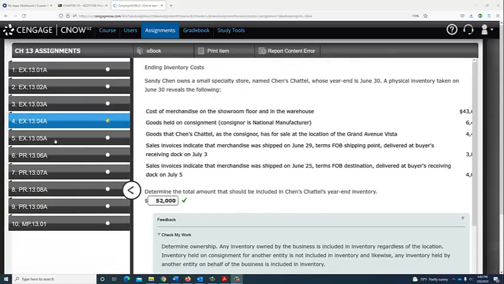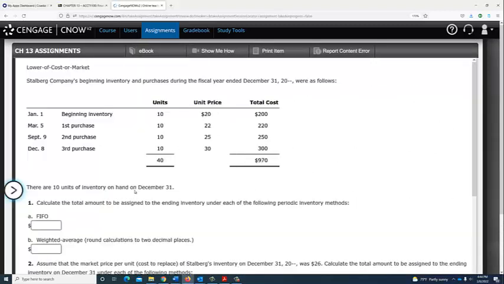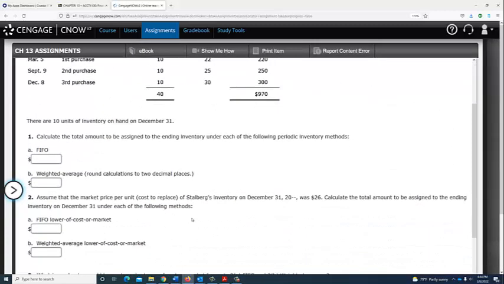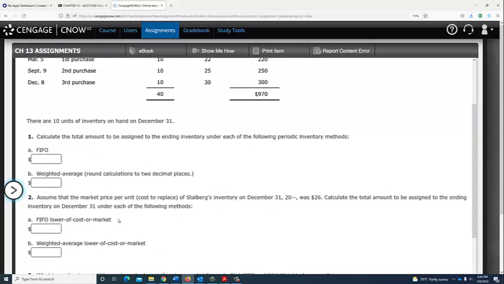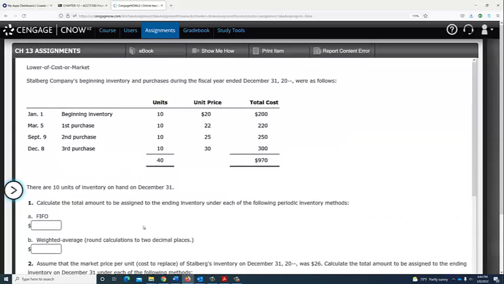So now we'll move on to exercise 13.5, and this deals with the inventory methods. We're going to be looking at FIFO, weighted average, and lower of cost or market. First, we're going to calculate the amount that's going to be assigned to our ending inventory. And the first method is FIFO, or first in, first out. So our first units that we purchased are the first ones that we've sold.